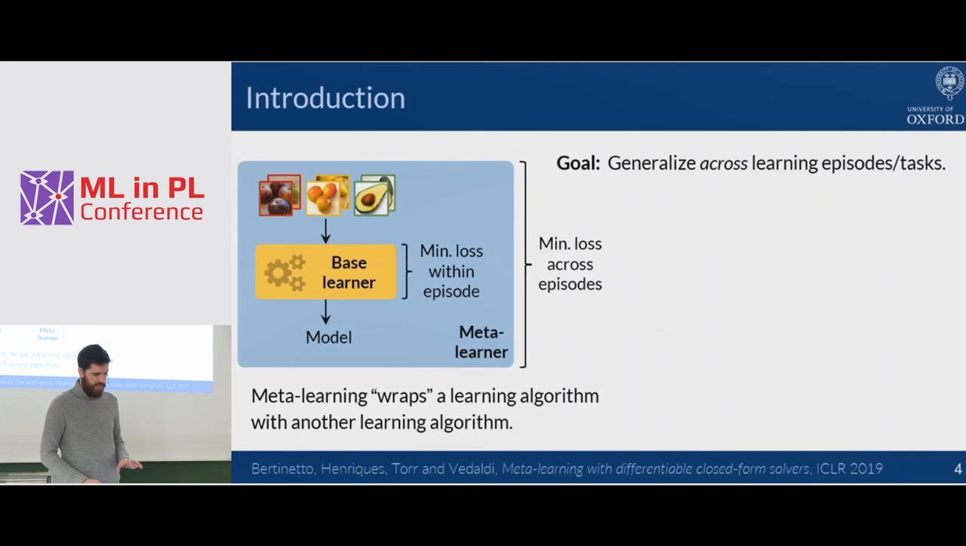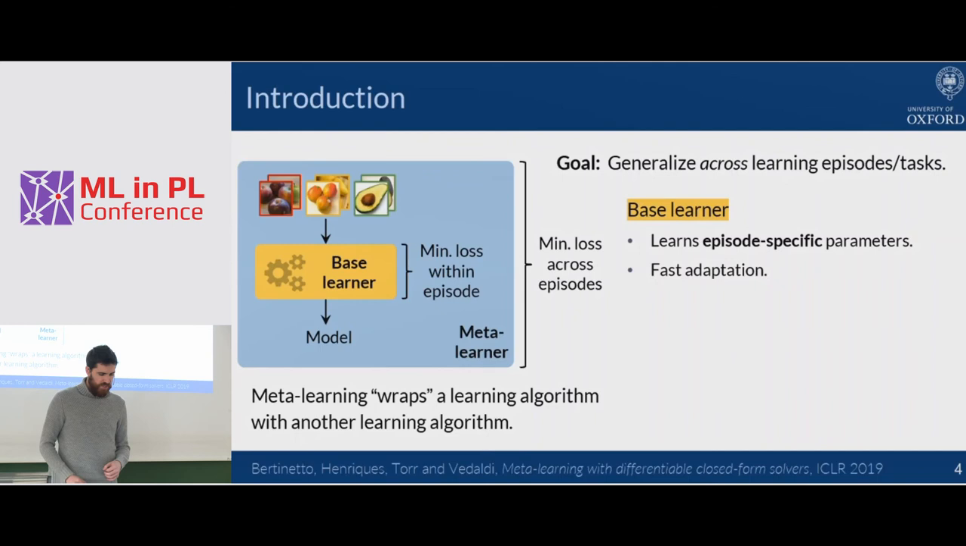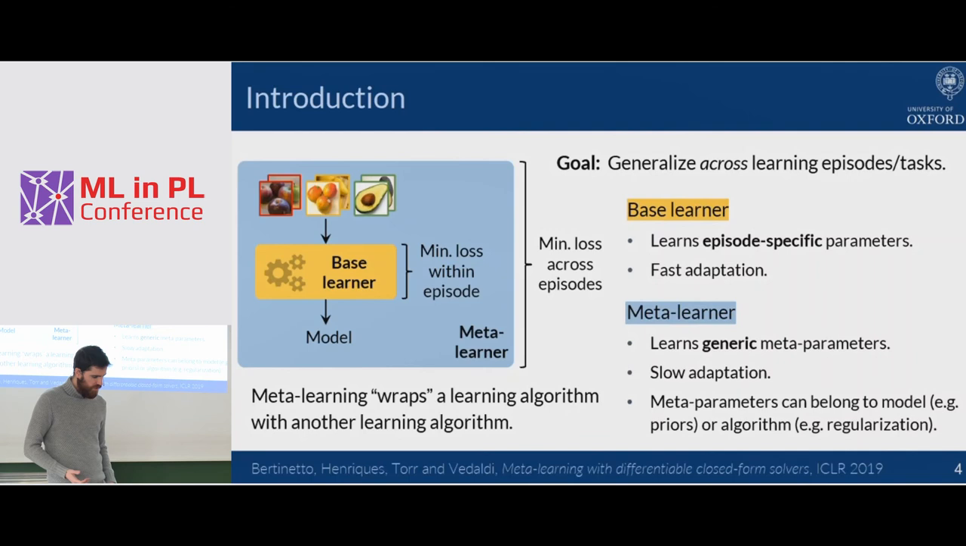So essentially, you're given these episodes, which I call episodes, but they're tasks, different learning tasks that are small and manageable. You start with a base learner that learns things for each episode specifically and adapts really fast. And then you have a meta learner that learns generic parameters that are going to be shared across all of these base learners, but adapts more slowly. And the important bit: you might think, okay, well, that's just like learning one big model for everything.